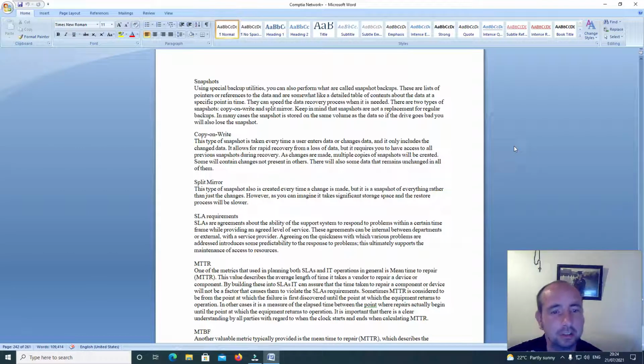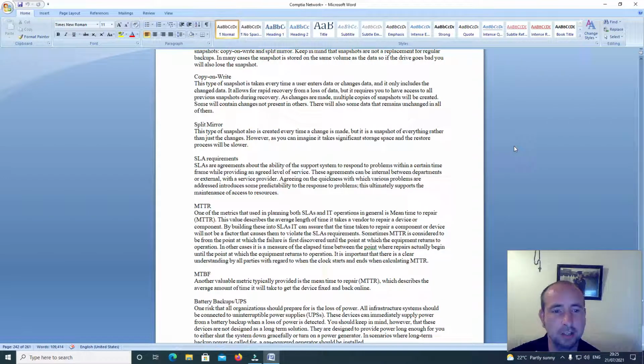Snapshots. Using special backup utilities, you can also perform what are called snapshot backups. They are a list of pointers or references to the data and are somewhat like a detailed table of contents about the data at a specific point in time. They can speed the data recovery process when it is needed. There are two types of snapshots: copy on write and split mirror. Keep in mind that snapshots are not a replacement for regular backups. In many cases, the snapshot is restored on the same volume as the data, so if the drive goes bad, you will also lose the snapshot.